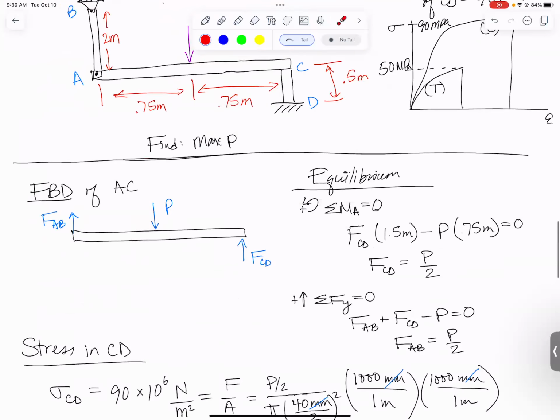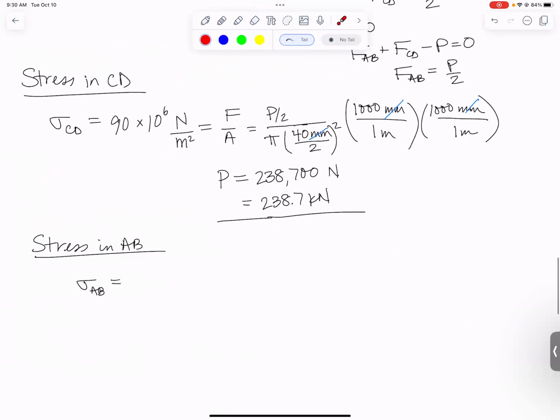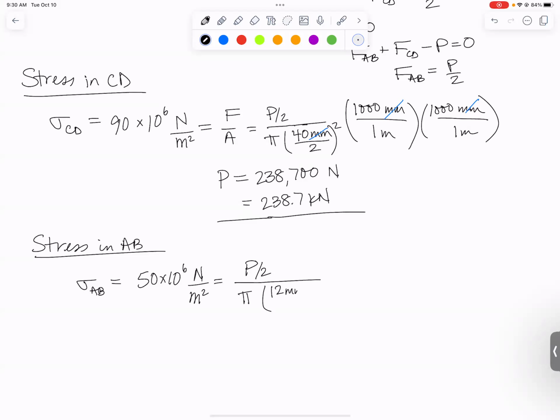So I'm in tension. I want to use my tension curve, which means the max stress I can handle in this member is 50 megapascals. So let's write this as 50 times 10 to the 6th newtons per square meter. That's equal to F over A. The force is P over 2 again. And then the area is going to be pi times the radius squared. 12 millimeters over 2 gives you the radius. We square that, and I'll again multiply by 1,000 millimeters per 1 meter times 1,000 millimeters per 1 meter.